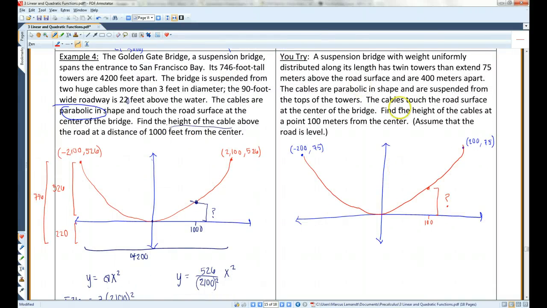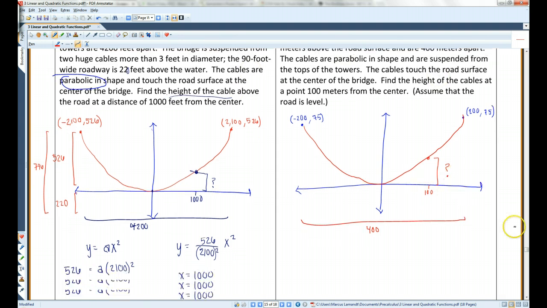Okay, so this is very, very similar to this one, except that the towers are 400 meters apart. That's why I put it at negative 200 and positive 200. They are 75 feet above the road. They want to know what the height is at 100 meters from the center. Okay, so you guys can try that one.